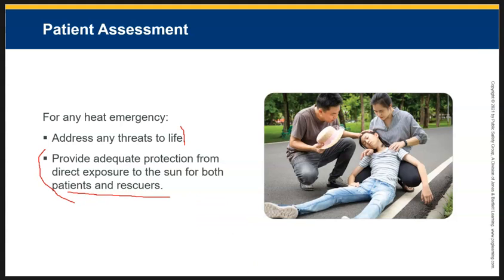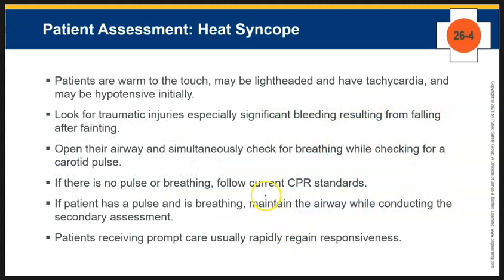So the first thing to consider is heat syncope, or essentially heat fainting. Now, they're going to be slightly tachycardic. They're going to have hypotension initially. And because they've fainted, just consider the possibility of traumatic injuries that may have occurred.